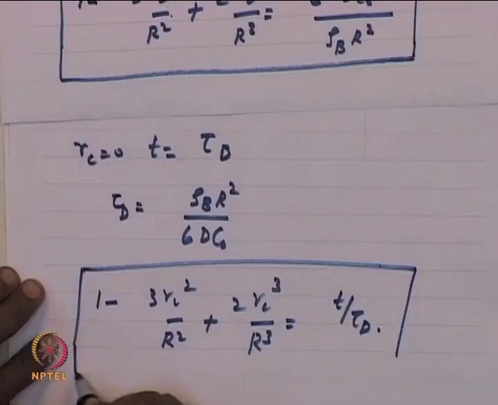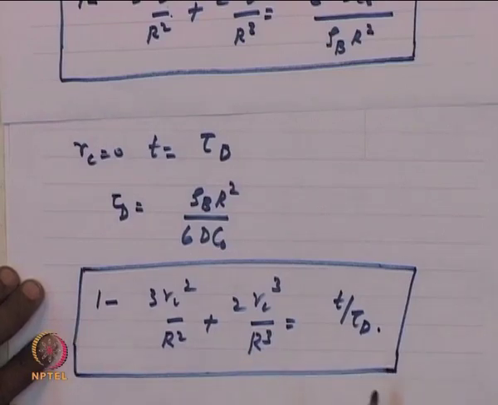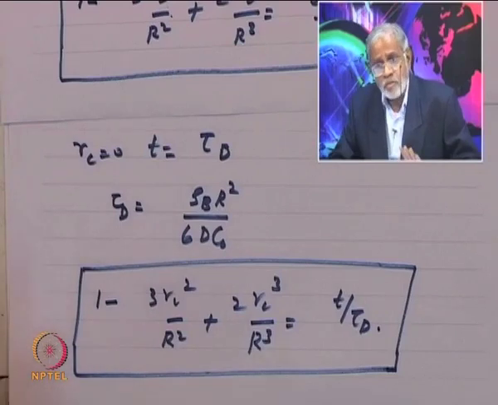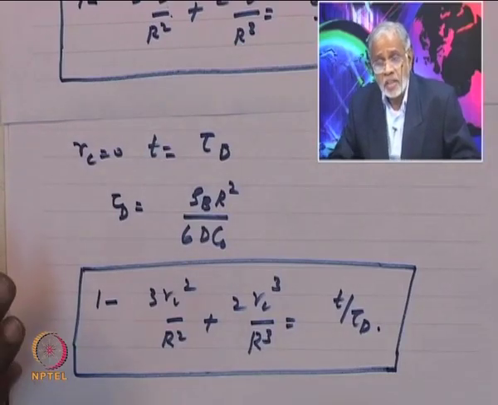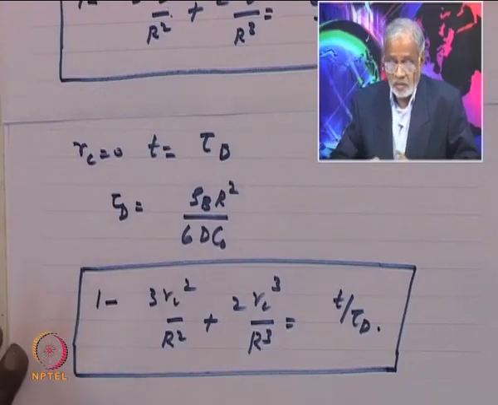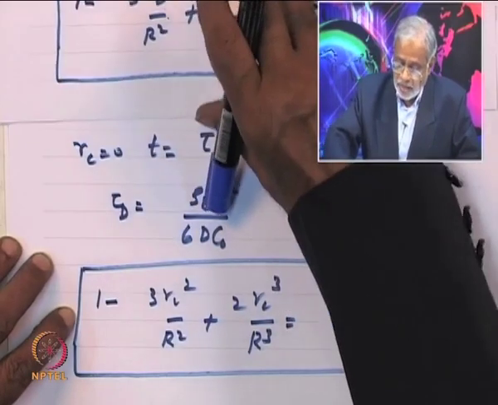This is the point that we wanted to mention. So, going through a reasonable amount of simplifications and so on, what we have been able to do is that we have been able to find out how the unreacted core radius changes with time for the case of ash layer diffusion.